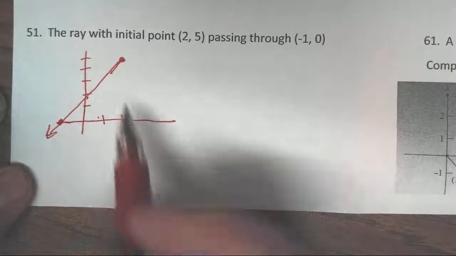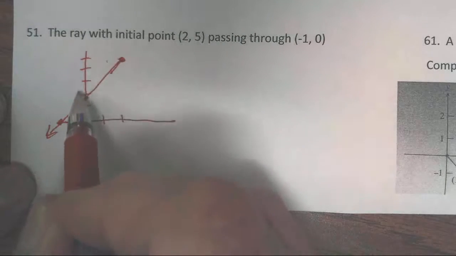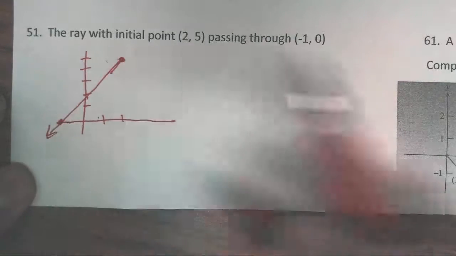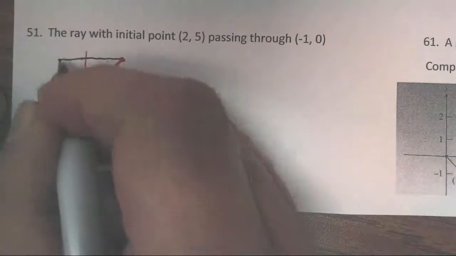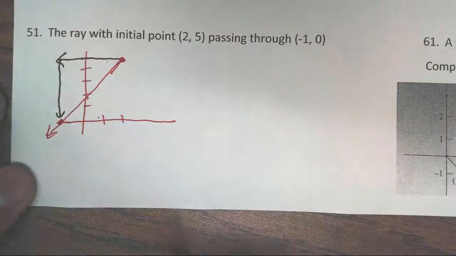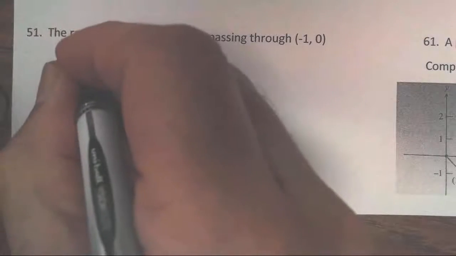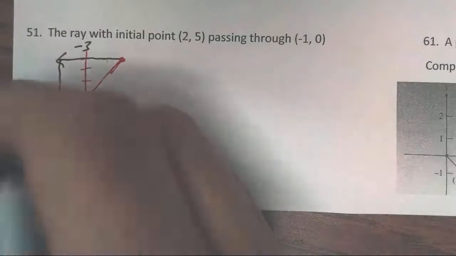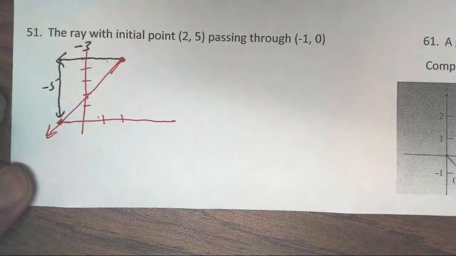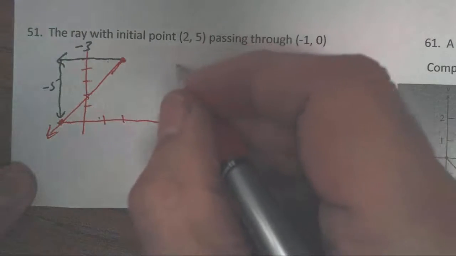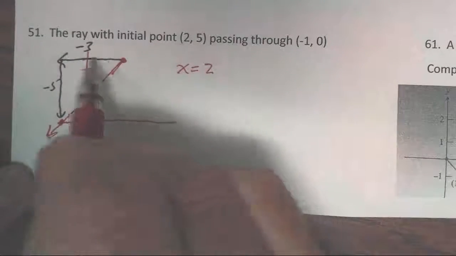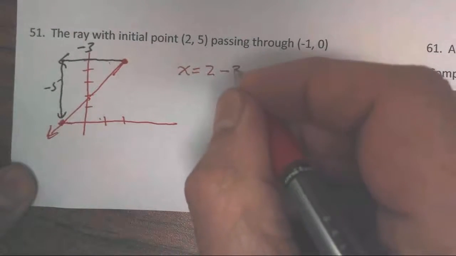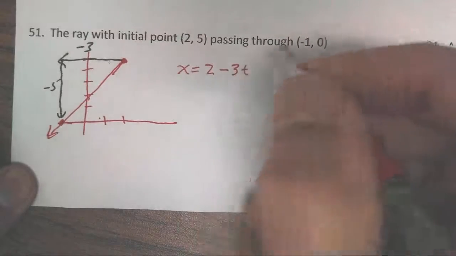I could say I go over and down, over and down, over and down, over and down, over and down, and get to here. Or I could just say I go over to the left and down. How far over to the left do I go if I went from 2 to negative 1? I'm moving 3 units, but that's to the left. I'm moving down from 5 to 0. That's represented with a negative 5. So x equals, where did we start x? At 2. What are we doing? Moving left. How far? 3. How often? Every time unit.